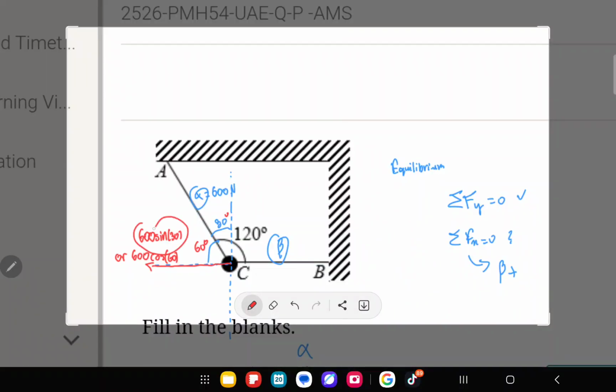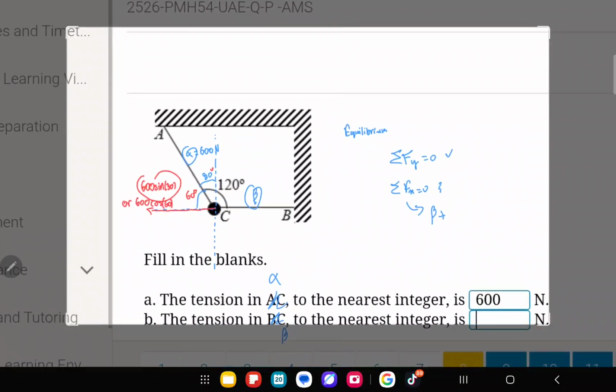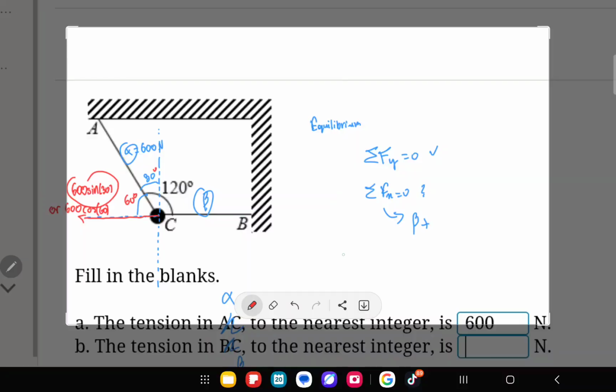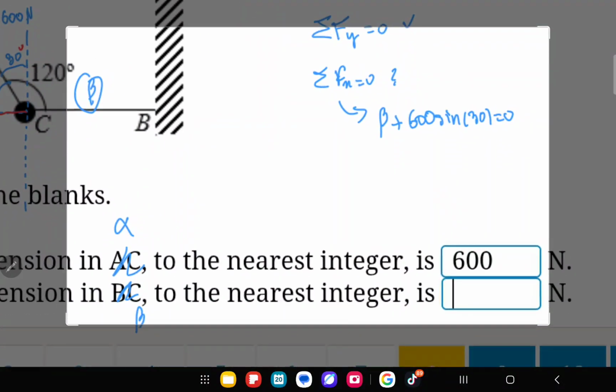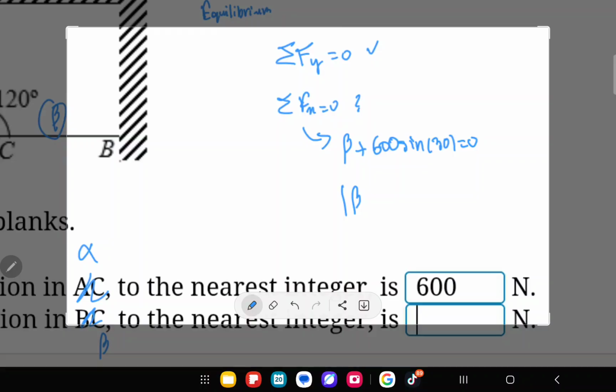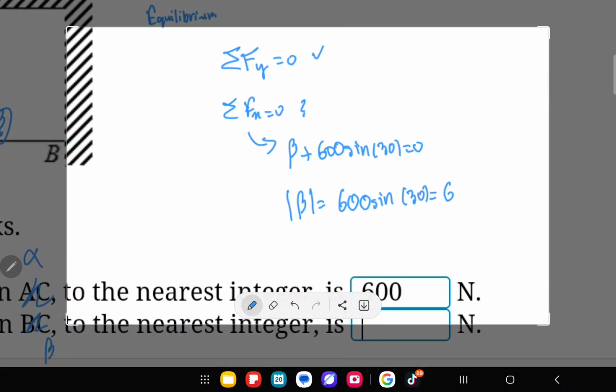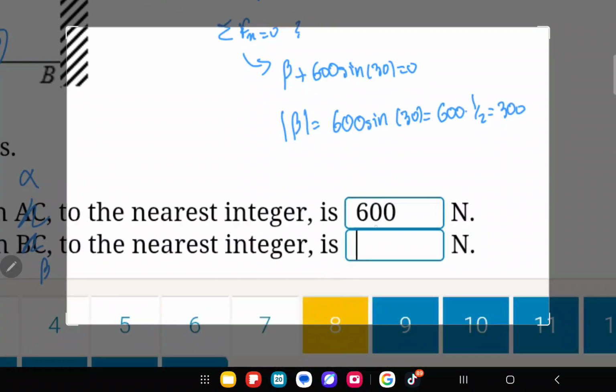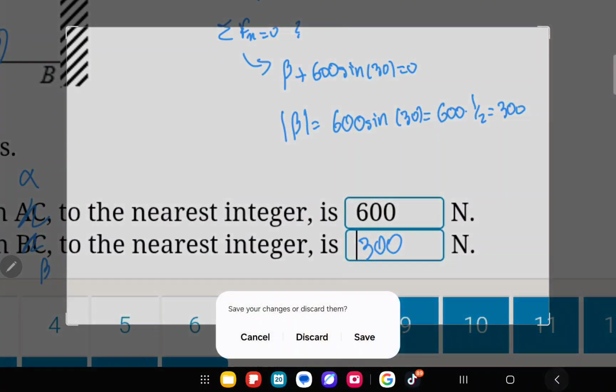Okay, so I'll prefer 600 sine 30. So beta plus 600 sine 30 is equal to 0. Now, easy. Now I find the magnitude of beta, which is equal to 600 sine 30, which is finally equal to 600 multiplied by half, which is equal to 300. Thus the answer here is 300.